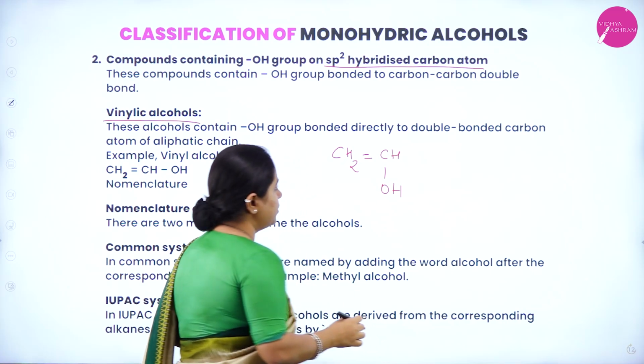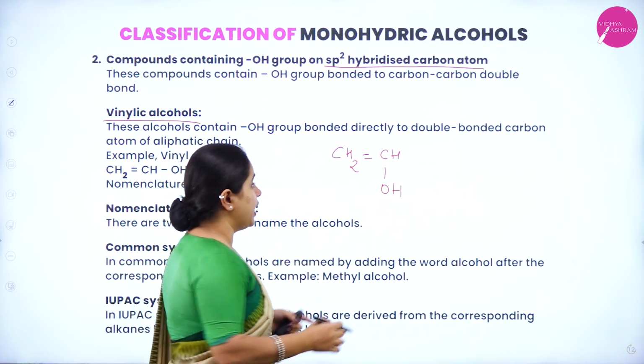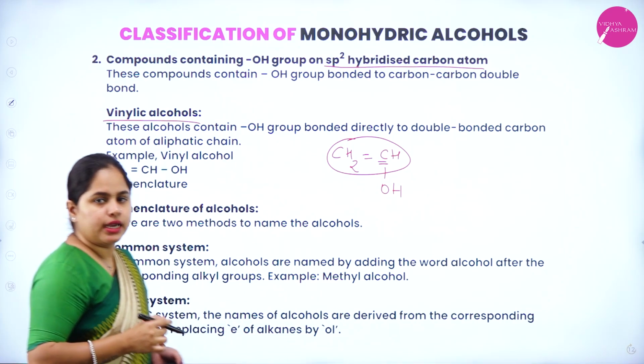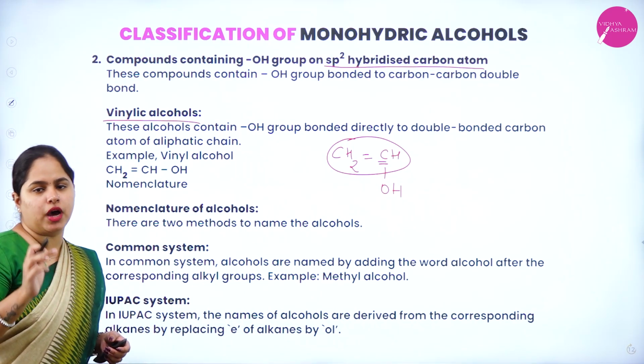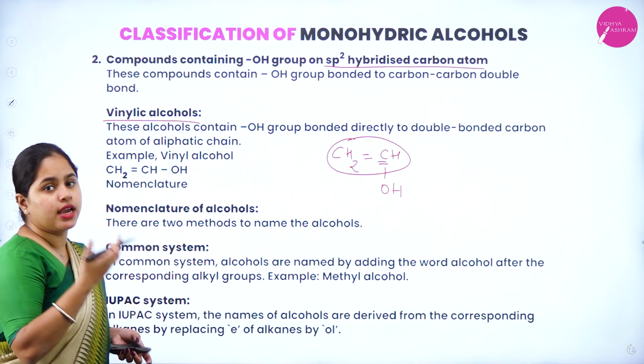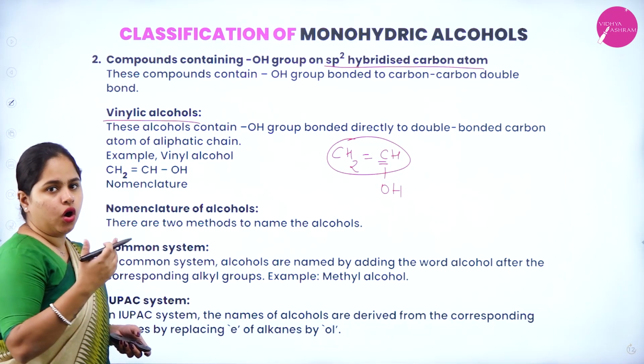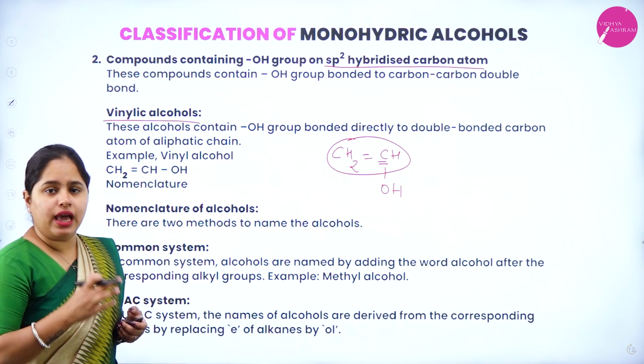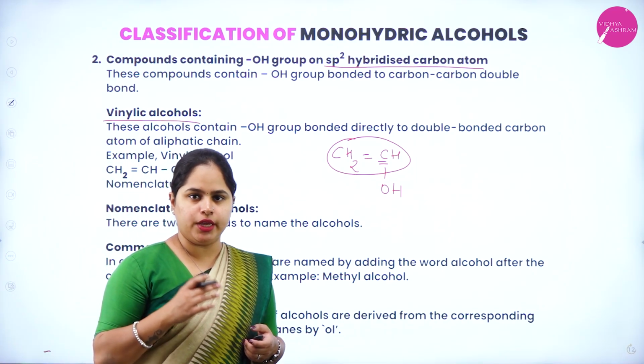As you can see here, the hydroxyl group is directly attached to the carbon atom which is part of a double bond, right? So this is called vinylic alcohol, or else this is an sp2 hybridized carbon. So that is the classification of alcohols. I hope it is clear.